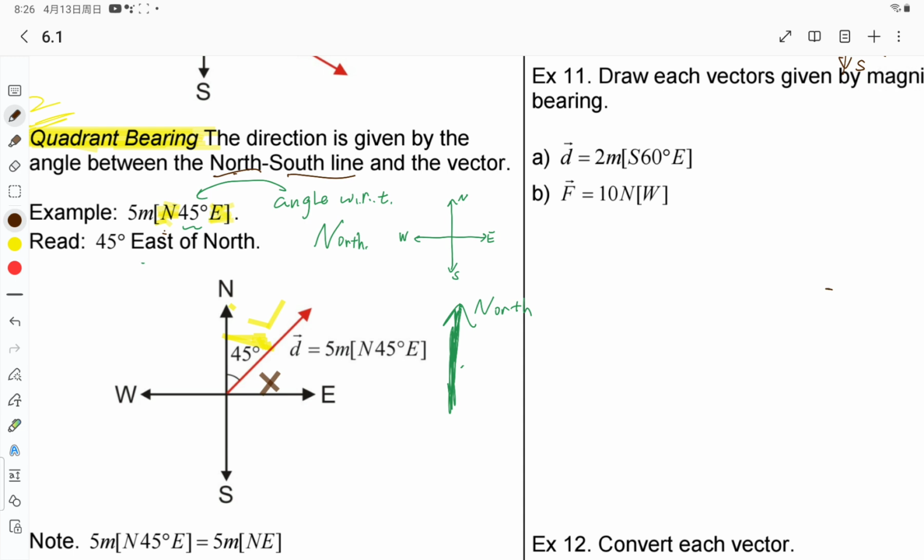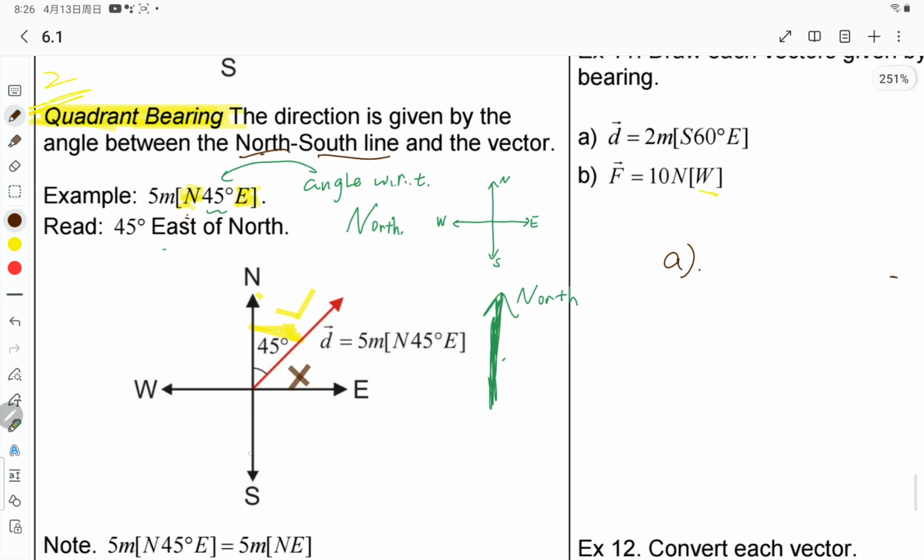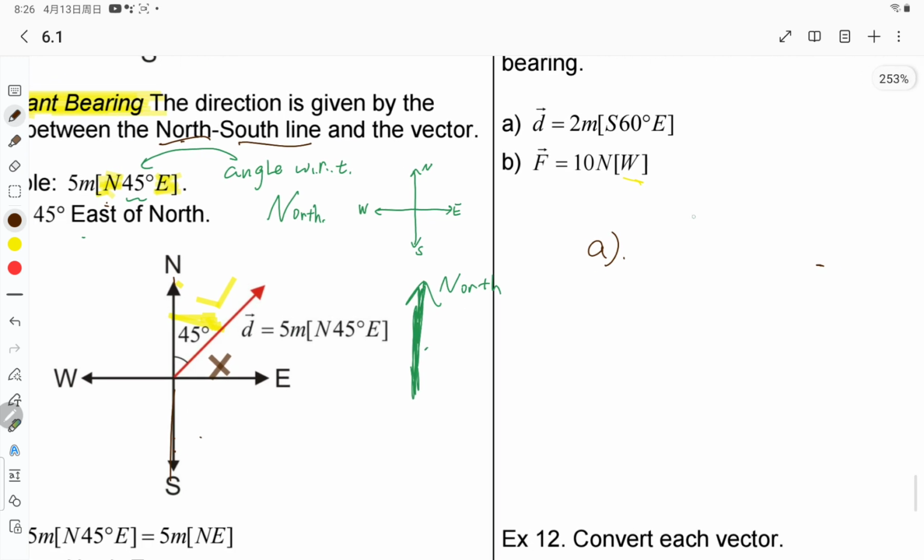Okay, so the definition: direction given by the angle between the north-south line. Here is west, right? Here is a west direction. All right, this definition is fine, but we're just going to understand it as the angle starting from the north-south line, and then tilting otherwise. Okay, so I think this is correct.